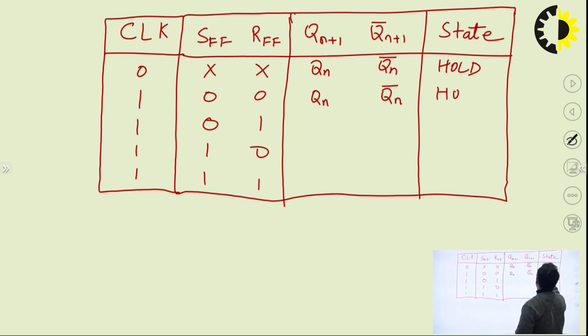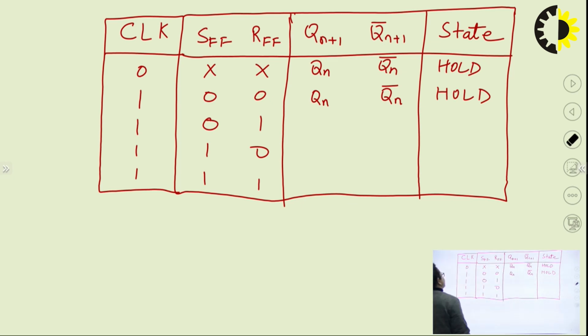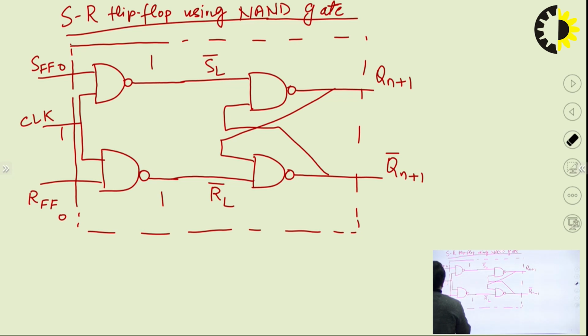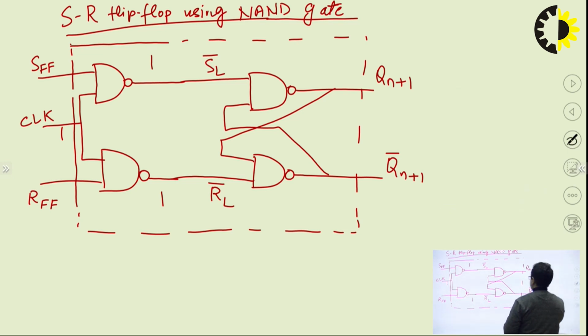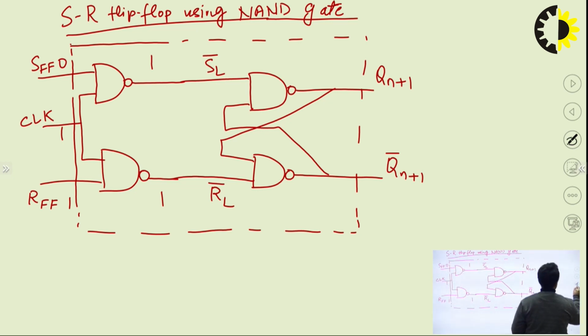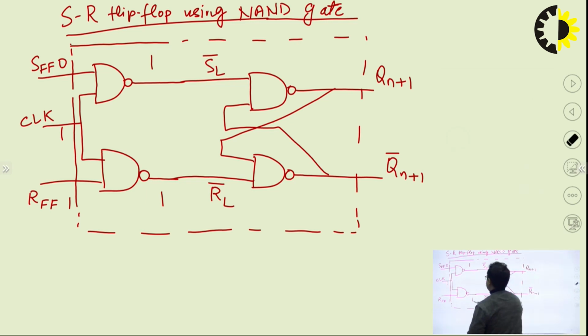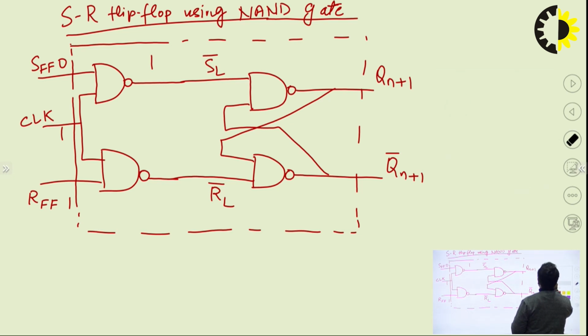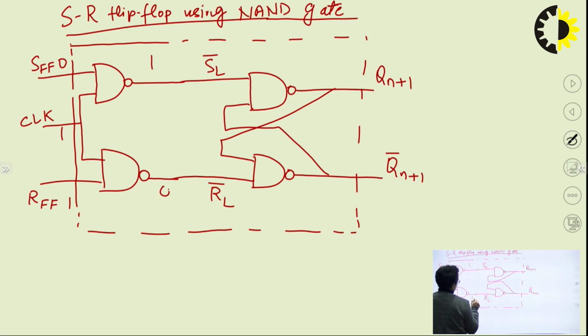So this also holds. Now let us take another combination, that means 0, 1, when your reset is 1 and set is 0. In this case, the moment we are giving 1, 1 to both terminals of the NAND gate, it will produce an output 0. And here we are getting 1 input as 0, so definitely the output will be 1.